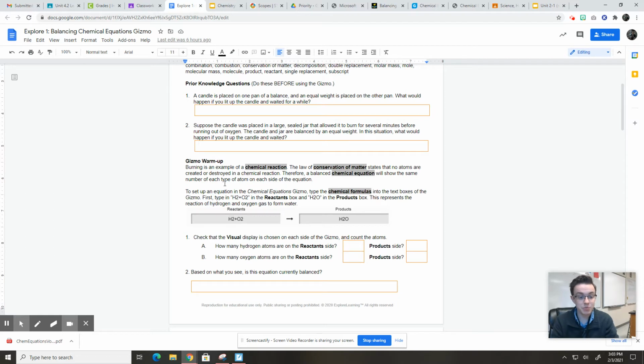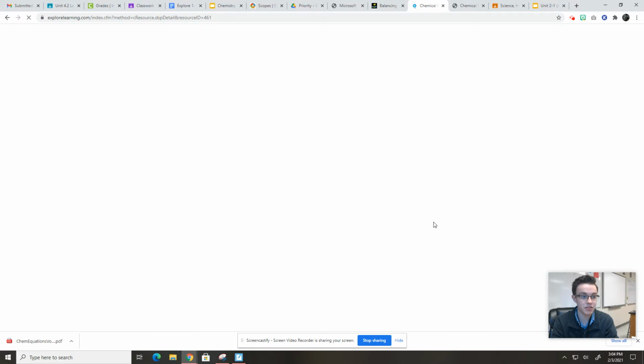Okay, so it says burning is an example of a chemical reaction. The law of conservation of matter states that no atoms are created or destroyed in a chemical reaction. Therefore, a balanced chemical equation will show the same number of each type of atom on each side of the equation. Okay, so to set up an equation for the Gizmo, type the chemical formulas into the text boxes of the Gizmo. First, type H2 plus O2 in the reactant box. So let's go ahead and do that.